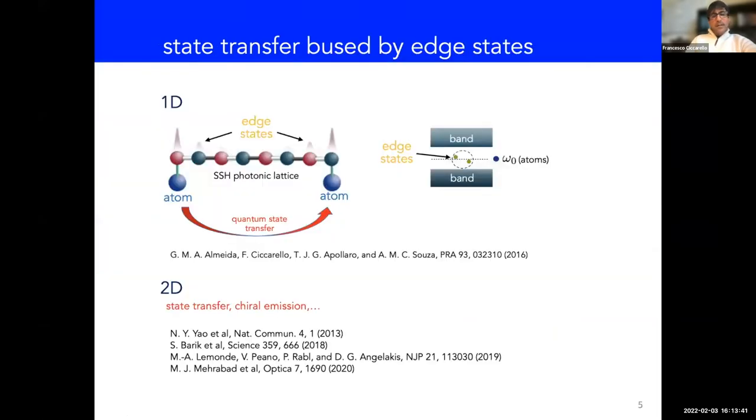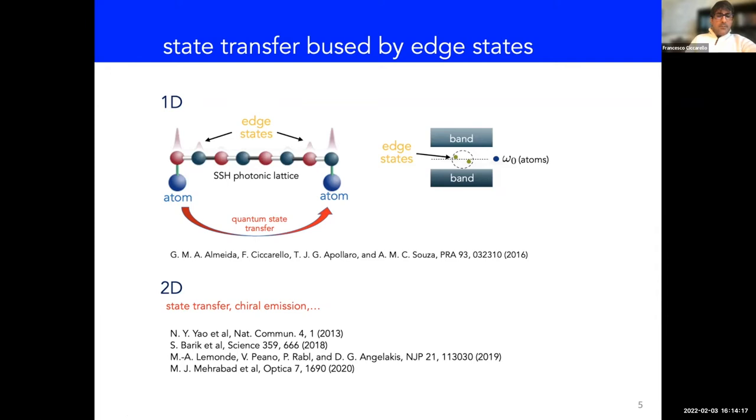Okay, so one rather natural task that we can do, and this was done both theoretically and experimentally, is that we can exploit these edge states, not only in the one-dimensional system like the one that I sketched before, but also in two-dimensional systems. We can use this edge state as a bus, for instance, to accomplish quantum state transfer between two atoms, or, in the case of two-dimensional systems, we can use edge states in order to engineer chiral emission from one emitter.